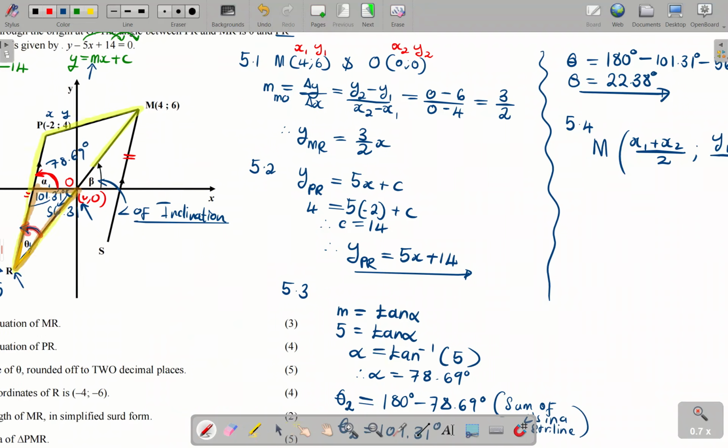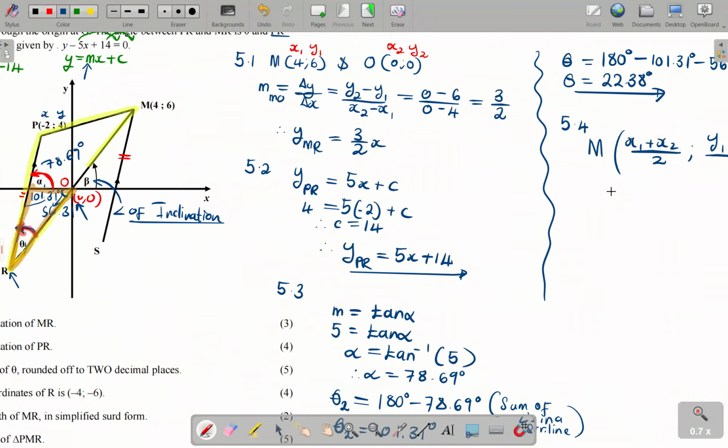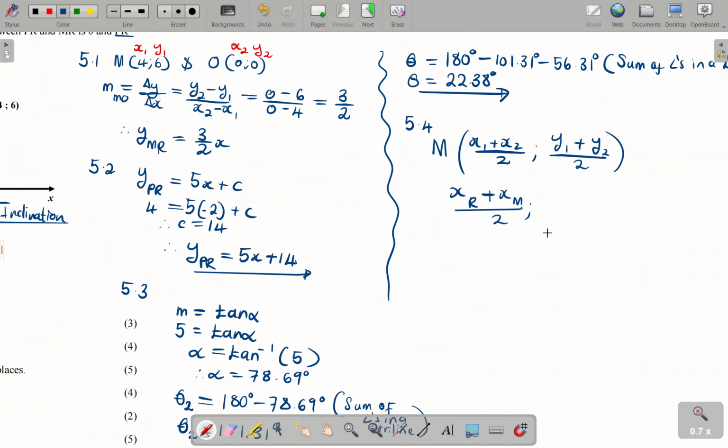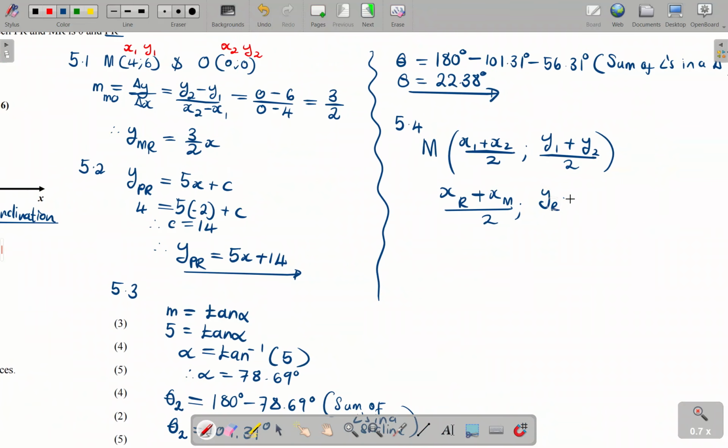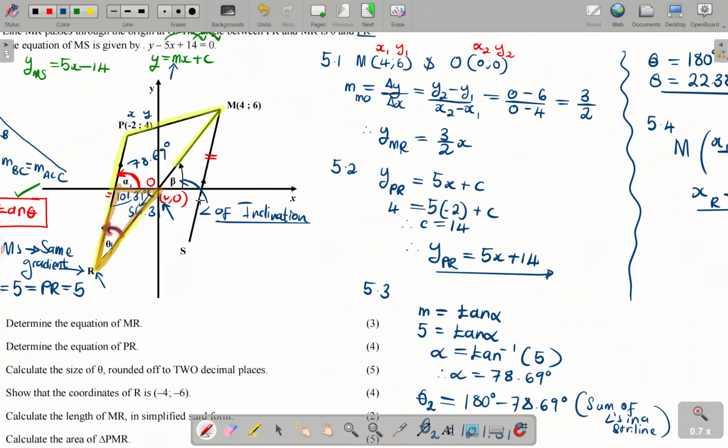So now what is our x1? It's just going to be our xR plus our xM all over 2, and then our yR plus our yM all over 2. It's like we're trying to find the midpoint there, but we already know the midpoint, which is the origin.